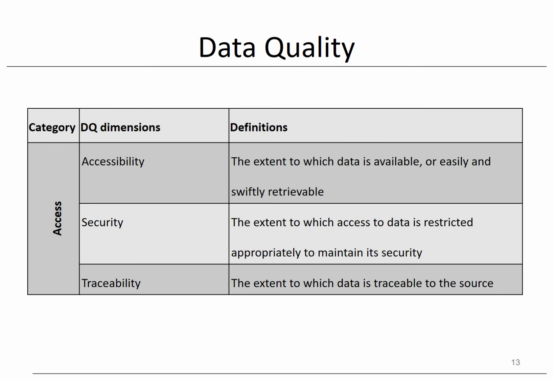The access category represents the extent to which data is available and obtainable in a secure manner. This is especially important in today's networked environment, with data being distributed across various platforms. Example dimensions are accessibility, security, and traceability, as you can see defined here.